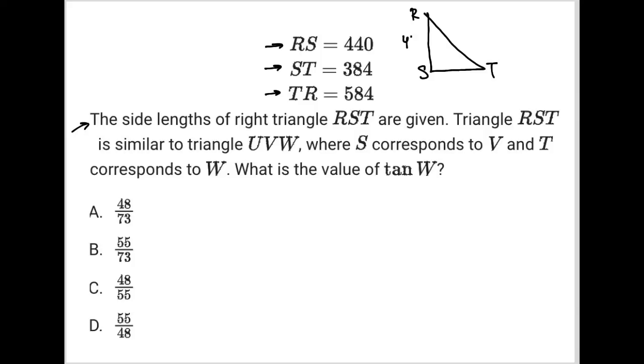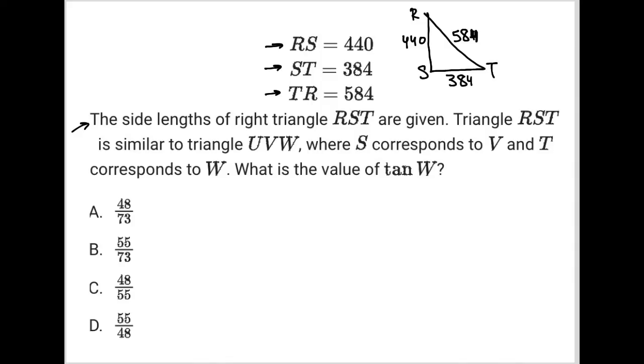RS is 440. ST is 384. And TR is 584. Perfect. So I was looking to make sure that the hypotenuse is the longest side, which it is. Great. So the side lengths of triangle RST are given.